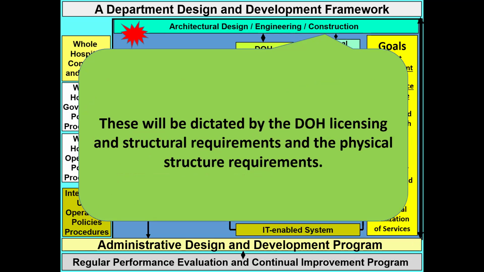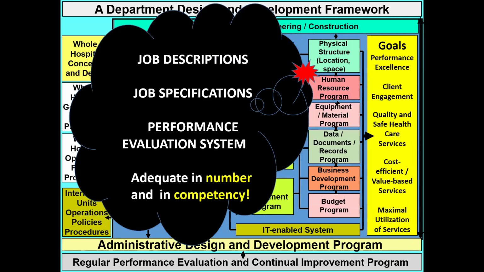Architectural design and engineering construction. This will be dictated by the Ministry of Health or Department of Health licensing and structural requirements and the physical structure requirements. There are minimum requirements by these government institutions. Okay. Human resource program: there must be a document showing job descriptions, job specifications, and performance evaluation of the human resource in the department. There must be documentation of adequacy in number of the staff, workforce, and also in the competency.